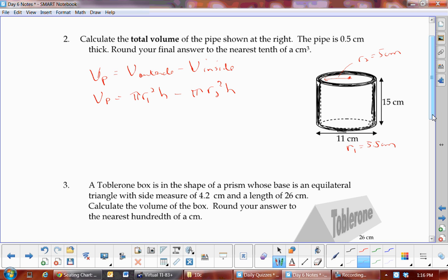I'm trying to find the volume of the black. No. The inside is air. That's what water goes through, or air, or whatever. So then, now I just have to go like this, because that's my formula. My substitution, volume of the pipe would equal pi R1, 5.5 centimeters squared times 15 centimeters, minus pi times 5 centimeters squared times 15 centimeters.